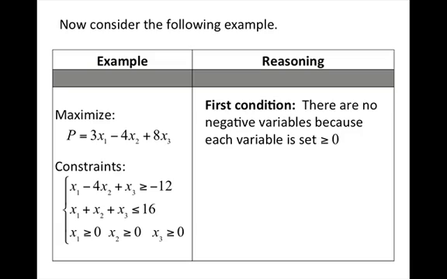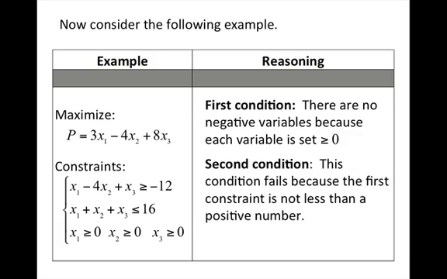The second thing I look for is my constraints. All the other constraints have to be less than or equal to a positive number. This is true for the second constraint, but not for the first one. I have greater than or equal to a negative number. This condition fails because the first constraint is not less than or equal to a positive number. Because of this, this problem in its current form is not in standard form.